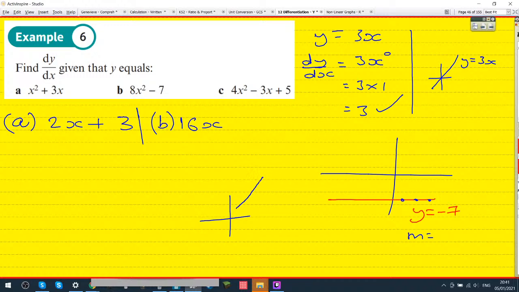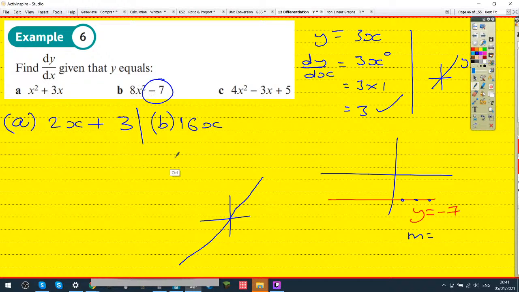That would be if it looks like that. Yeah, that would be going up and down 7. This one, how many up or down does it go for every change in x? Minus 7. No. One to the right, how many up or down did it go? 0. Yes, its gradient is 0. And so the derivative of any number is 0.